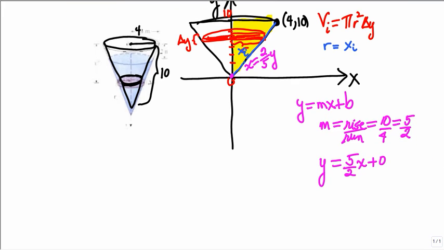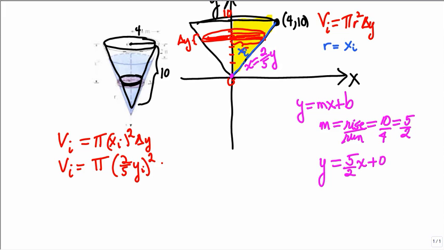So now we can put down what V sub i is. V sub i equals pi r, which is the x sub i, squared, and the height is delta y. But x sub i is now the x of that equation, so V sub i is pi times (2/5 y sub i) squared delta y. We now have V sub i.